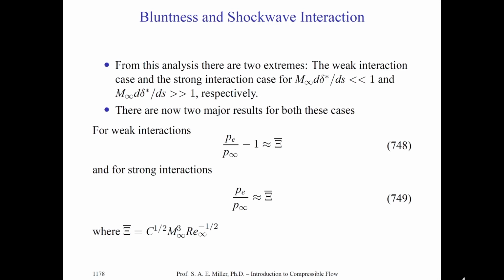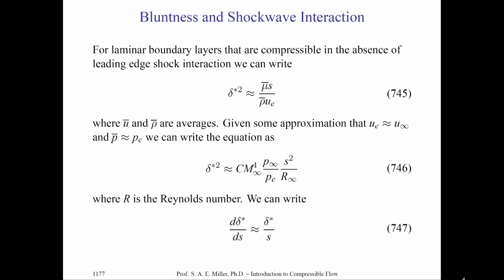So there's two particular results which we need to understand. For weak interactions, Pe over P infinity minus 1 will go as, say, capital theta bar. And for strong interactions, we'll say Pe over P infinity goes as theta bar. Here, we say theta bar is a non-dimensional parameter of C to the half times M infinity cubed divided by the square root of Reynolds number, which can be seen in 746.